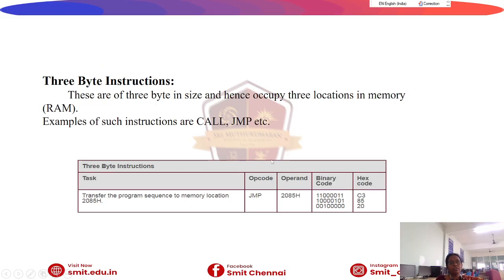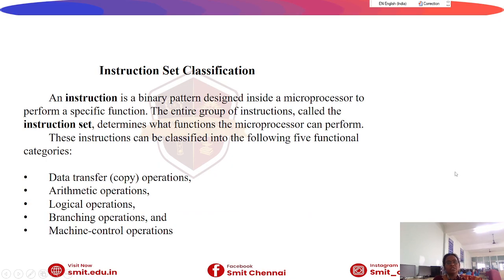And similarly, 3-byte instructions. These are 3 bytes in size and hence occupy 3 locations in memory, that is in the RAM. Examples of these instructions are CALL and JMP, etc. The task to perform is nothing but transfer the control to a memory location. So here, this opcode is used, this is the operand of it, these are the binary, and this is the hex code of this instruction.